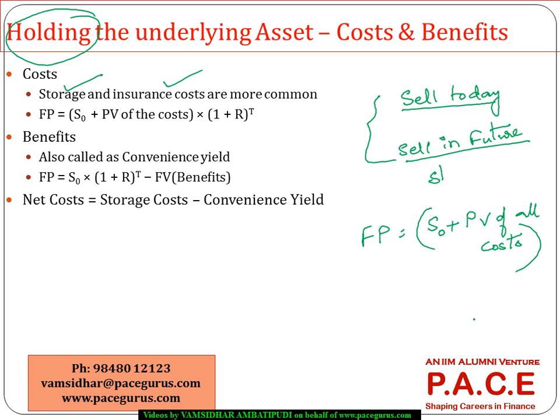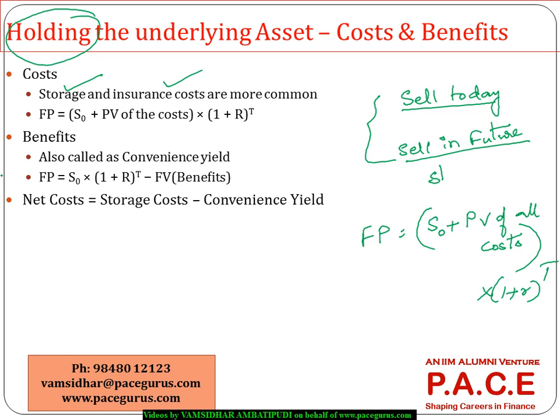So what we are saying is the futures price in that context should be the spot price plus the present value of all the costs involved in it, storage as well as insurance or any other extra costs that are there during this 6 month period or maturity period, then multiply it by (1 + r)^t. This should be your forward price.